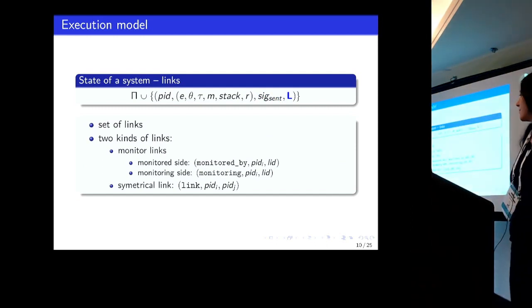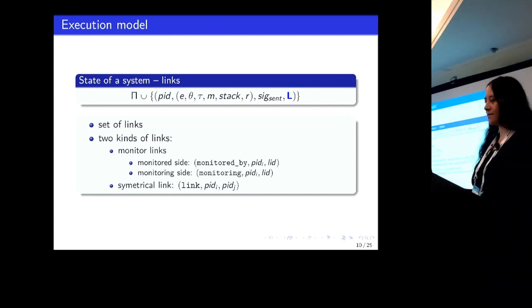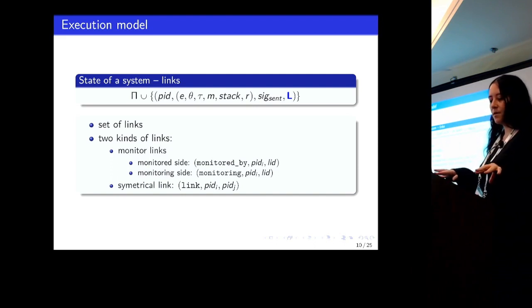The last element of the state of a process in our model is L, the set of links between this process and other processes of the system. And we have two kinds of links, monitor links and symmetrical links.